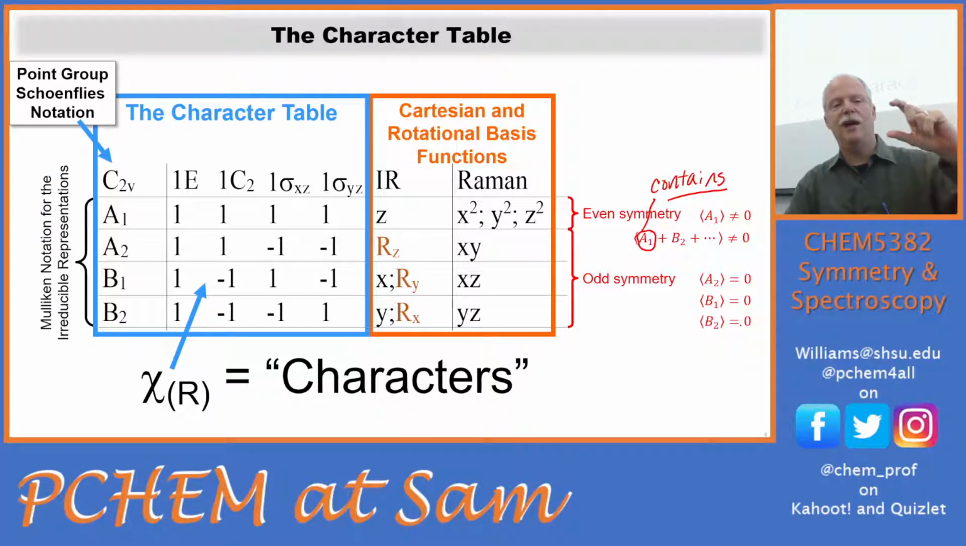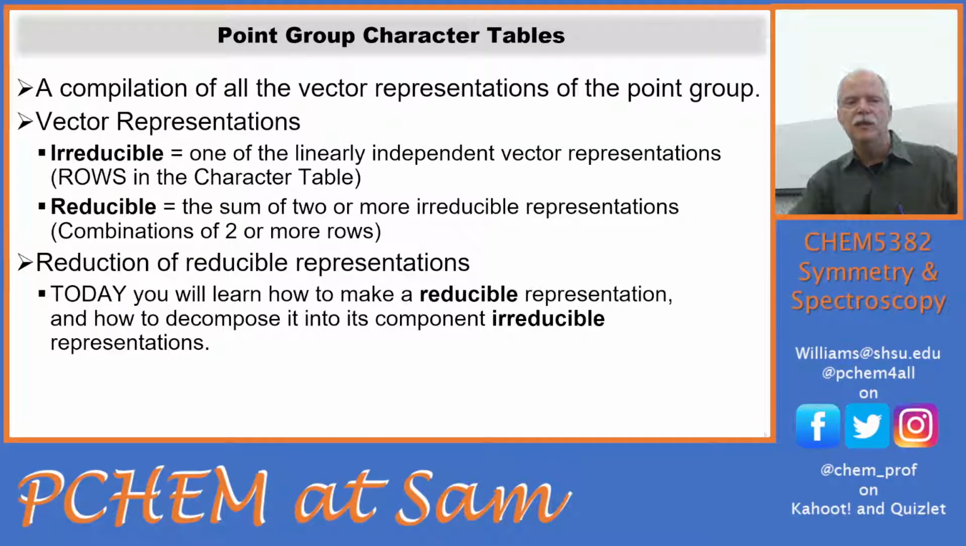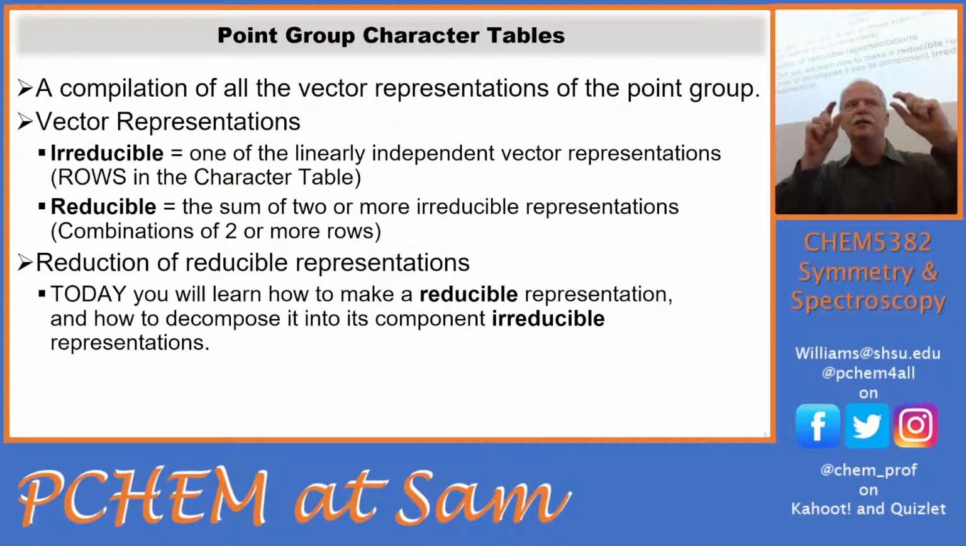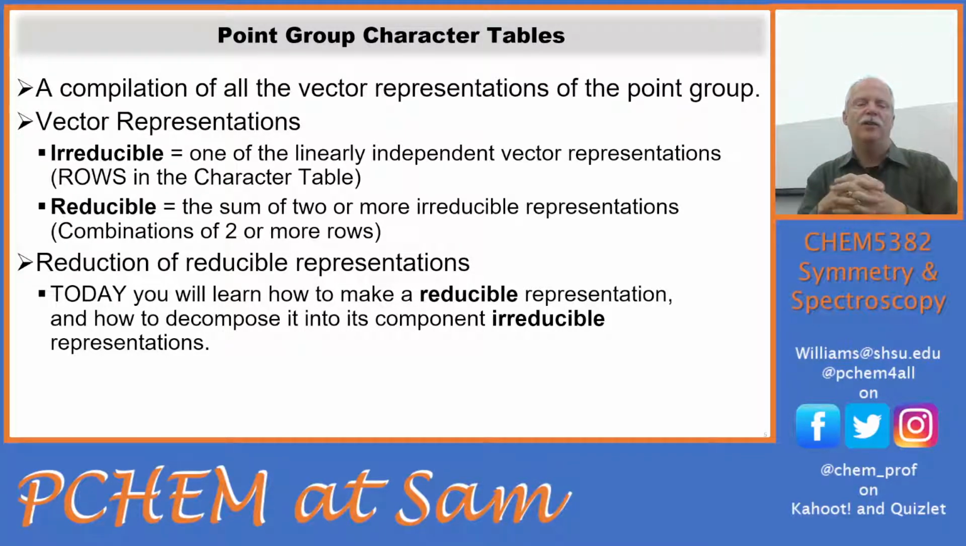We're going to dive in now to this idea of irreducible and reducible representations. So the character table is a compilation of all of those. We call them vector representations of the point groups. The vector is that row of ones and zeros and so on, those characters. And there are two types. There's a reducible and the irreducible. The irreducible representations are what you have in the character tables.